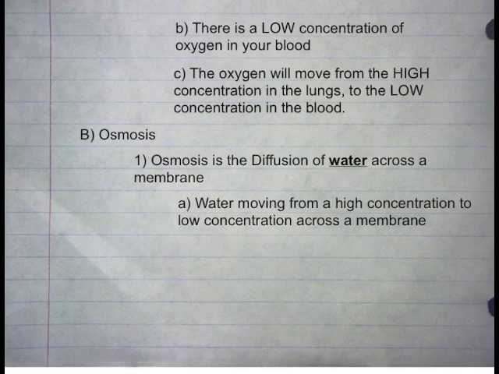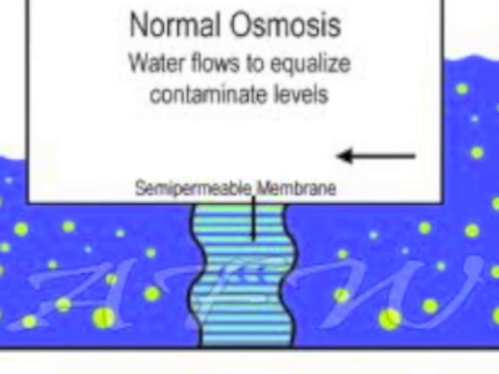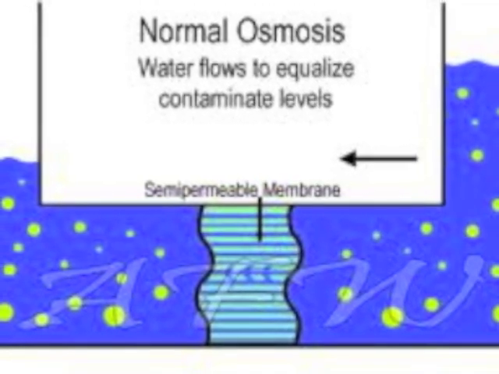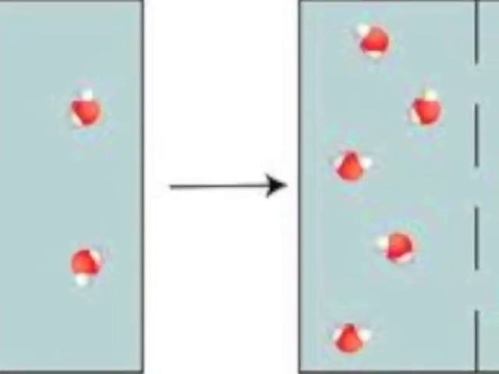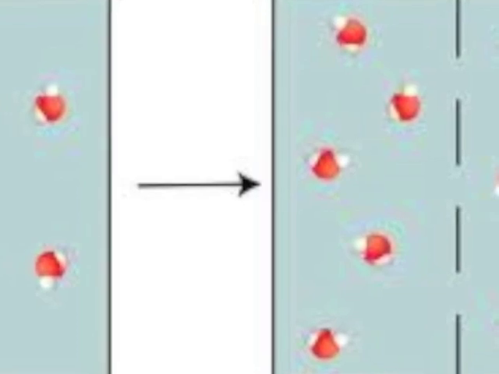Water moving from a high concentration to low concentration across a membrane. Water behaves the same as the other substances, where it'll move from high concentration to low concentration. The key part is it has to be through a membrane until it reaches an equilibrium.